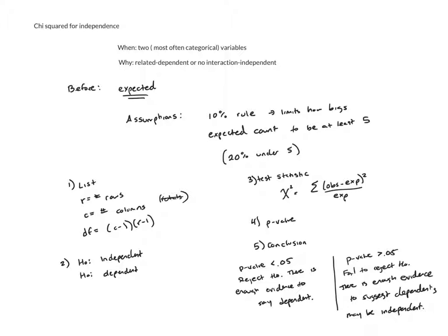This outlines my 5 steps for my chi-squared test for independence, as well as the assumptions I need to make so that my test works out.